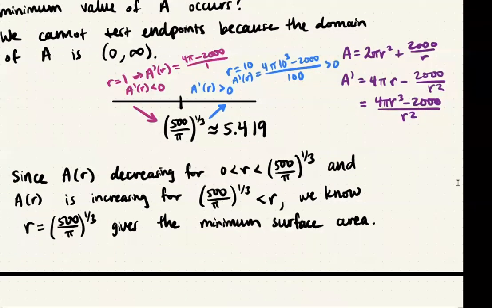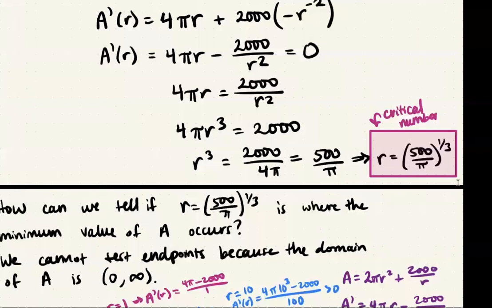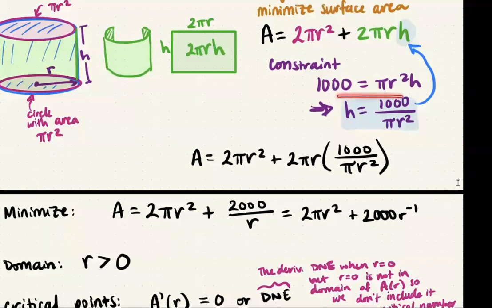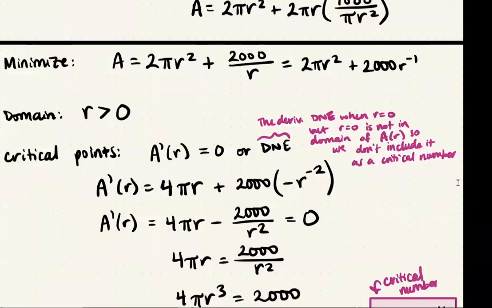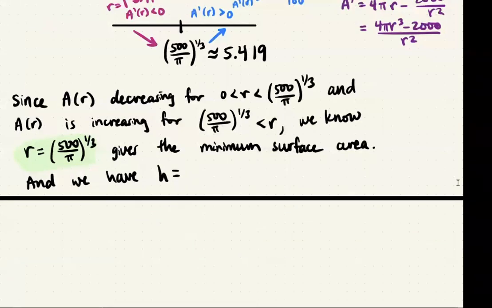But we were asked for the dimensions of the can that minimize the surface area and therefore minimize the cost. Well, we know that one of the dimensions is that the radius is 500 over pi to the 1/3 power. And if we want to get the height, h, remember, we solved for h in terms of r. We have to go back up here and find it. h is equal to 1,000 over pi r squared. So we can go ahead and plug our value for r into that. So 1,000 over pi times r squared.